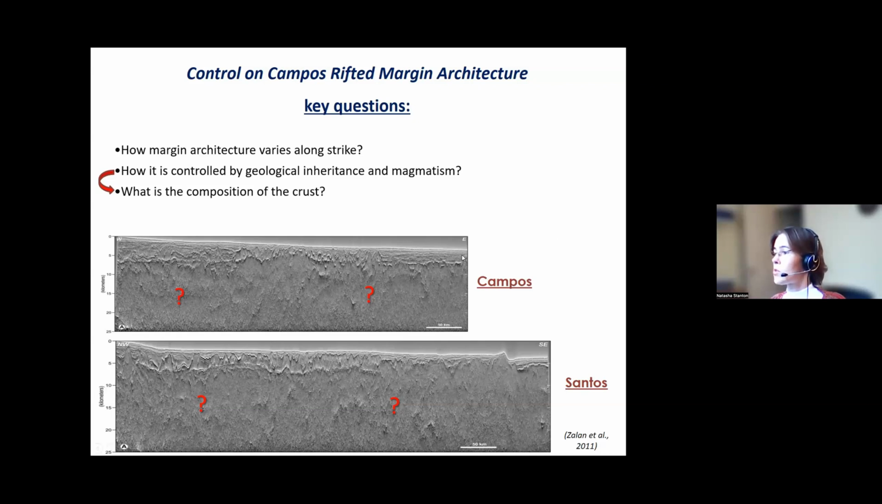We know that the Brazilian basins are very different along the margin. Here we see Campos Basin and Santos Basin in the lower picture. They are different in terms of structuration, magma budget, and deposition, but we have very little knowledge about the nature of the crust.